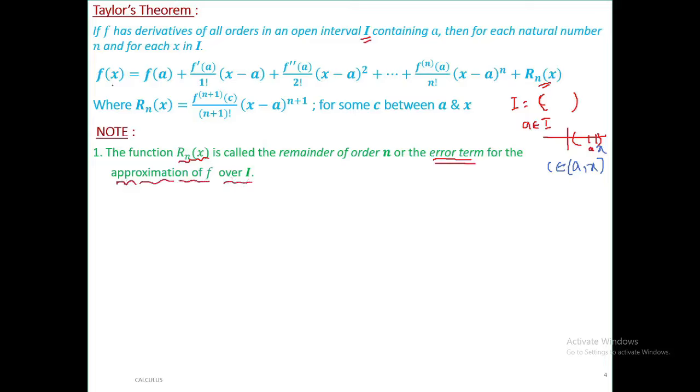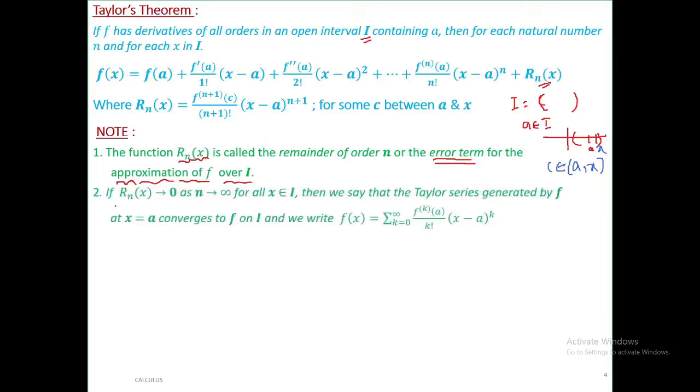So we are approximating f of x. Indirectly, what we are doing is, we don't know n. As n becomes large, that means as n tends to infinity, look at the second point also. If Rn of x tends to 0 as n tends to infinity, as n reaches larger and larger, the last term is going to 0. That means the error term is becoming 0.